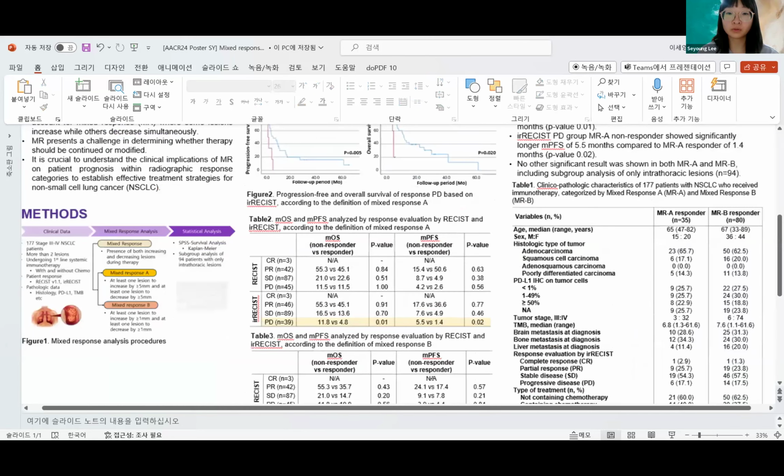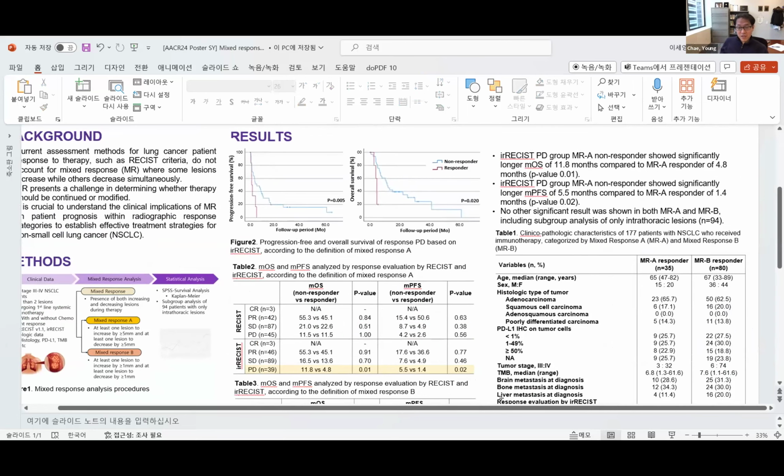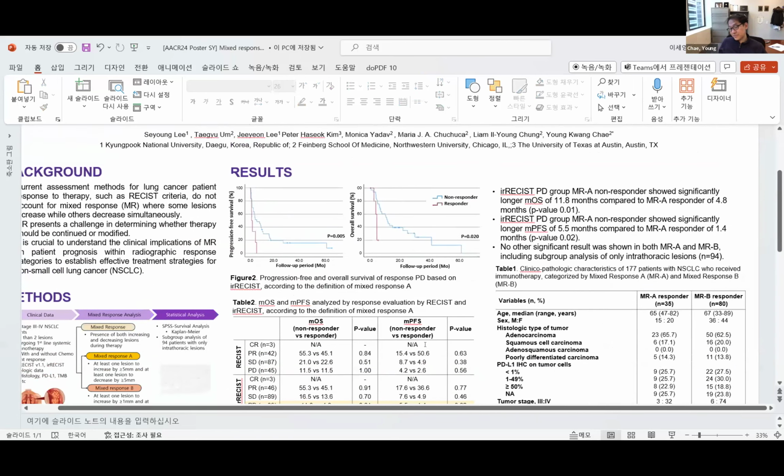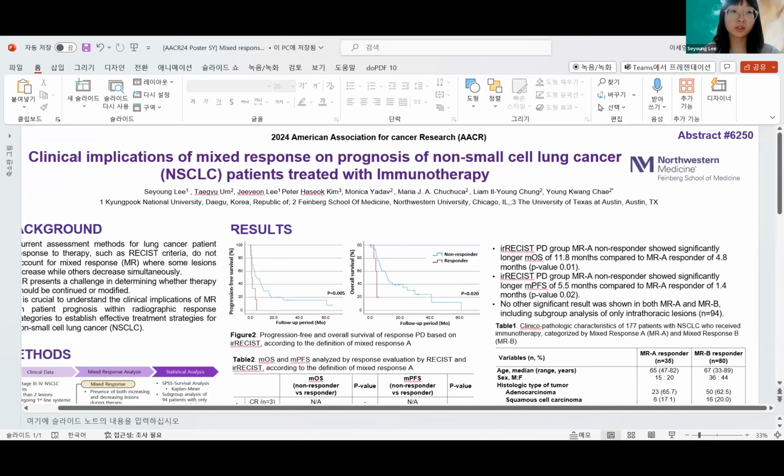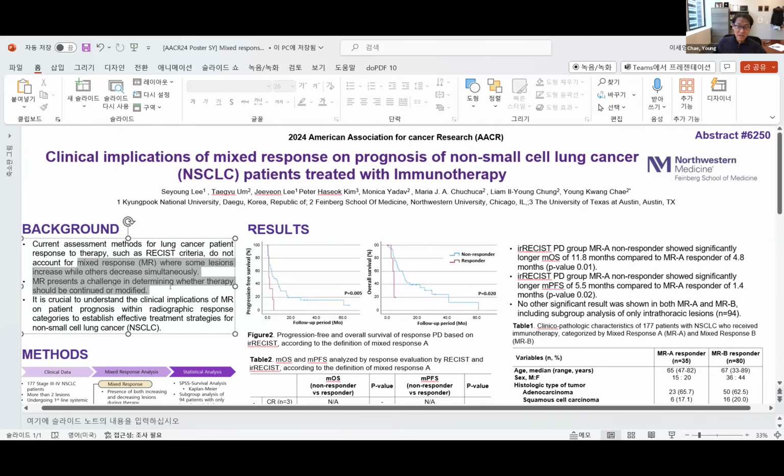So for the results, can you read the title again? It's clinical implications of mixed response on prognosis of NSCLC patients treated with immunotherapy. Right. So mixed response, for those of you who are in my clinic, you often see on a CT scan after the first treatment, one lesion gets larger, one lesion gets smaller. How do you best describe it, and how do you correlate that with differential outcome response to therapies?